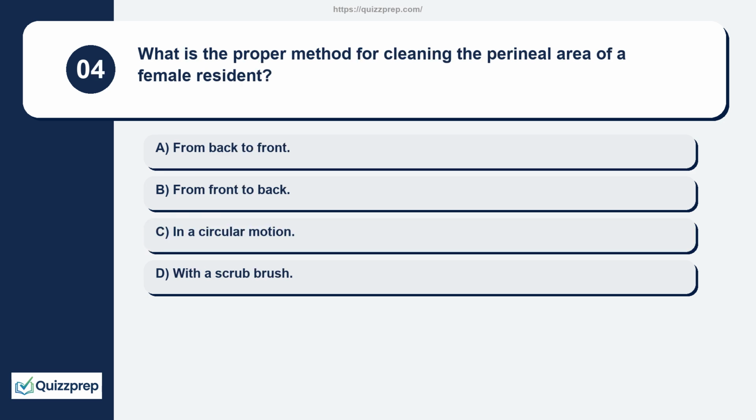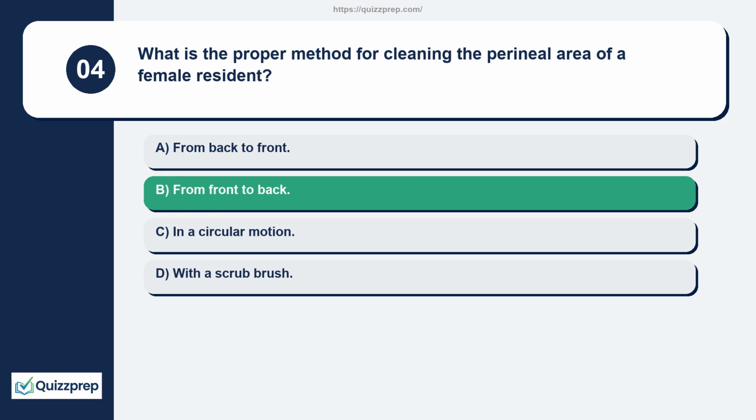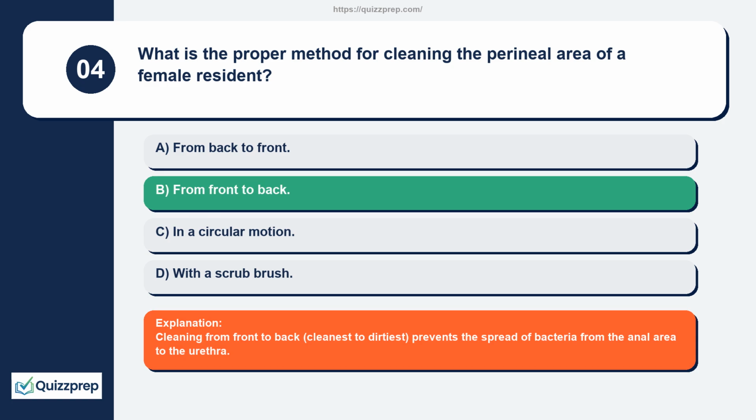Question 4. What is the proper method for cleaning the perineal area of a female resident? From back to front, from front to back, in a circular motion, with a scrub brush. Cleaning from front to back, cleanest to dirtiest, prevents the spread of bacteria from the anal area to the urethra.